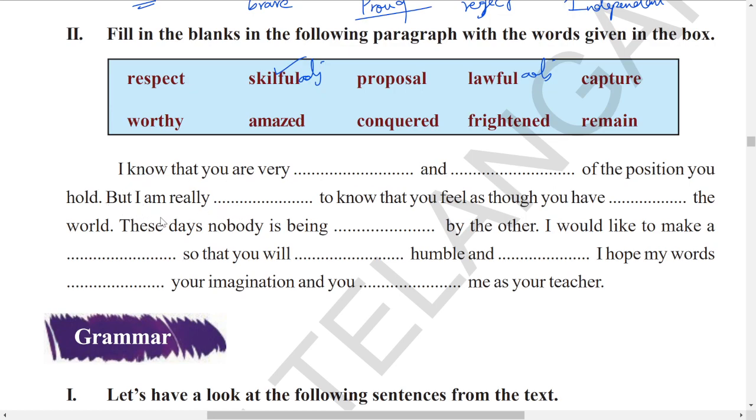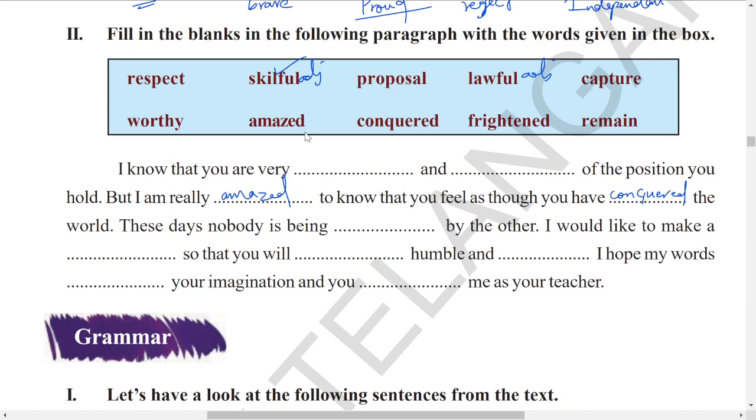Let us check the rest of the ones. But I'm really dash to know. But I'm really, am is followed by v3 or v4. There is no v4, only v3 we have to use. How many v3s are there? Amazed, frightened, conquered. I'm amazed. Can we use amazed here? Let us check amazed. Amazed, to know that you feel as though you have dash the world, as though you have conquered the world.